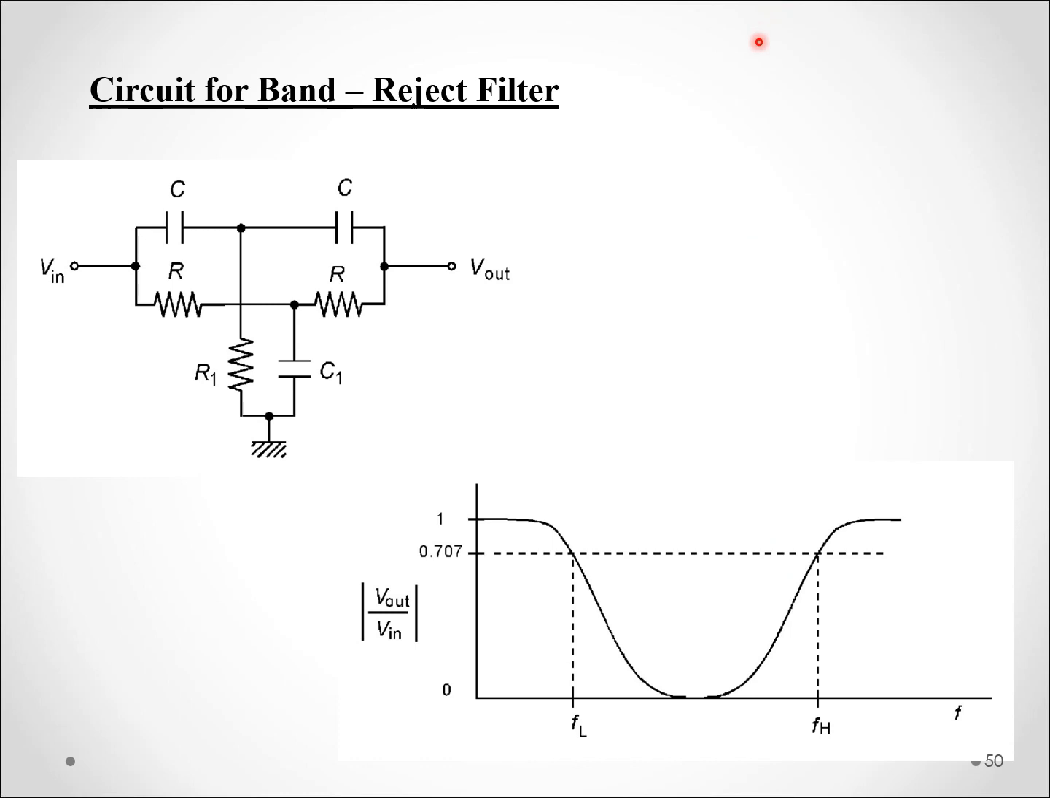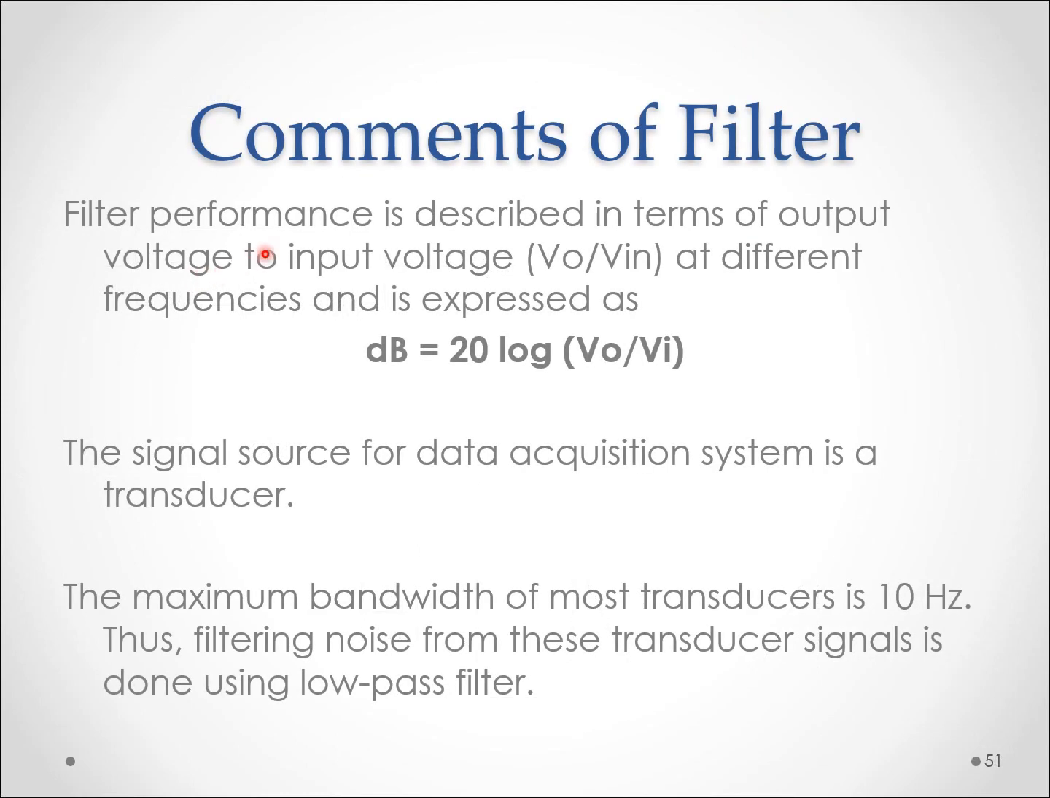It's described in terms of output voltage to input voltage, or V out over V in at different frequency, and it is expressed as a measurement in decibel, where it is equal to 20 log of V out over V in. In a control system, the signal source for a data acquisition system is coming from a transducer, and the maximum bandwidth of most transducers is 10 Hz. Thus, filtering noises from this transducer signal can be done by using a low-pass filter.